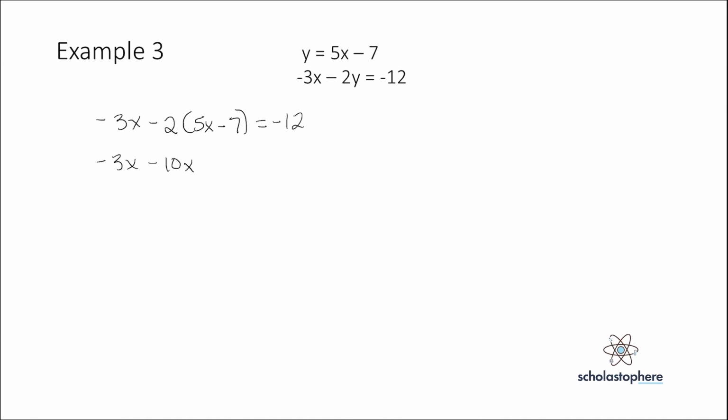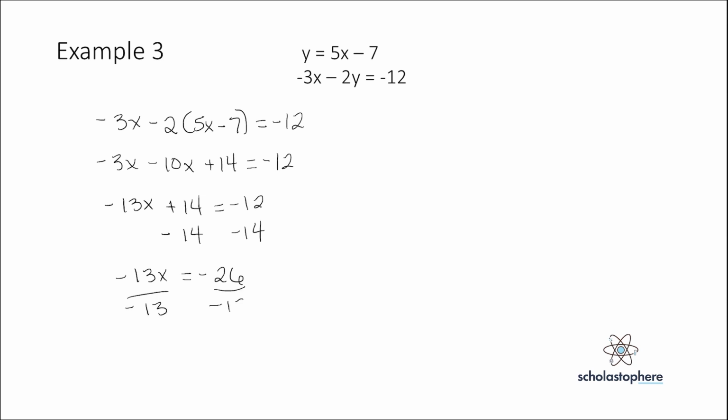So after you distribute, you should have negative 3x minus 10x plus 14 equals -12. We're going to go ahead and combine like terms. So you should get negative 13x plus 14 equals -12. And we need to subtract 14 from both sides of the equal sign so that we can get negative 13x by itself. So once we do that, you should get negative 13x is equal to -26. And you'll have to divide both sides of the equal sign by negative 13 to solve for x. In this case, x is equal to 2.